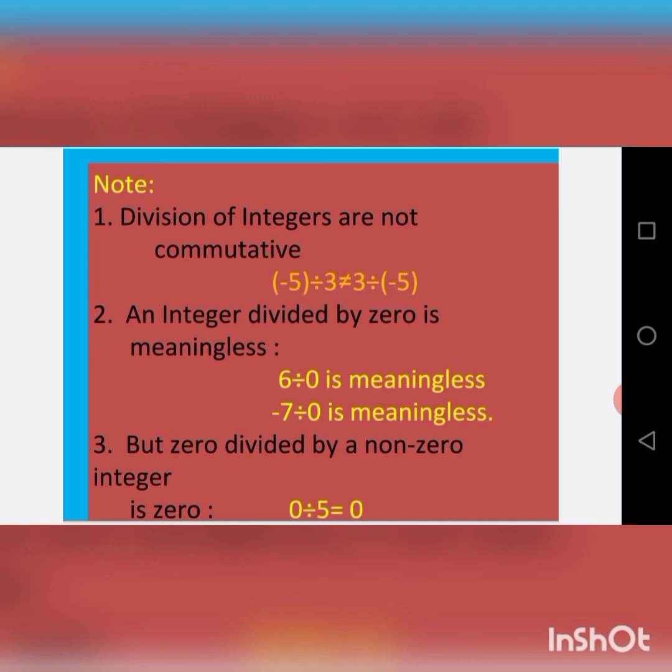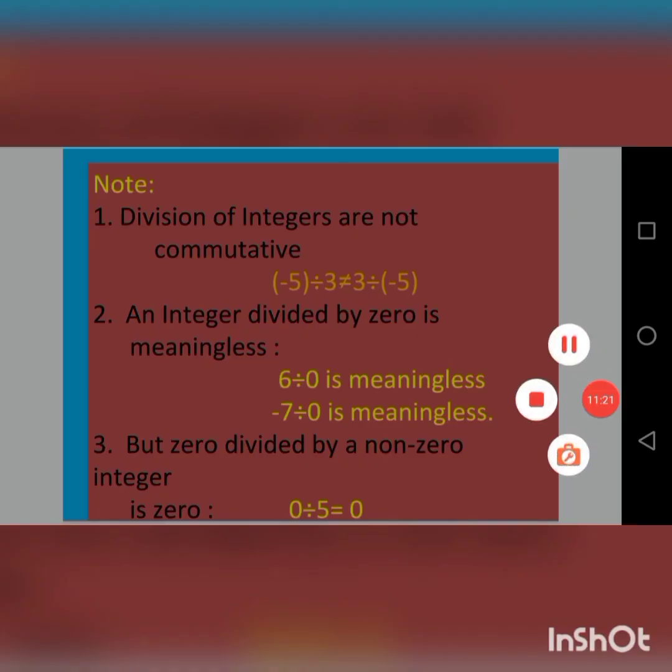The next one: 0 divided by a non-zero integer is 0. 0 divided by 5 is equal to 0. If we divide 0 by any non-zero number, we get 0 as the answer. These three are the important notes in division of integers.